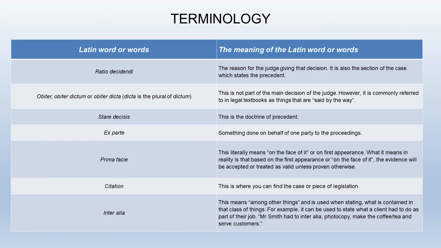Number 1, ratio decidendi. This is the reason for the judge giving that particular decision. This is also the section of the case which states the precedent. Number 2 is obiter, obiter dictum or obiter dicta. Dicta is the plural of dictum.